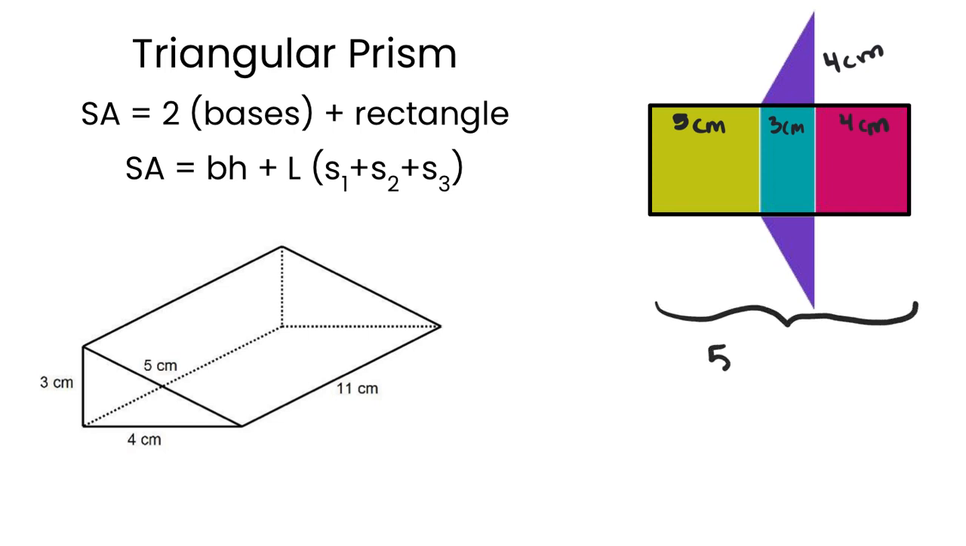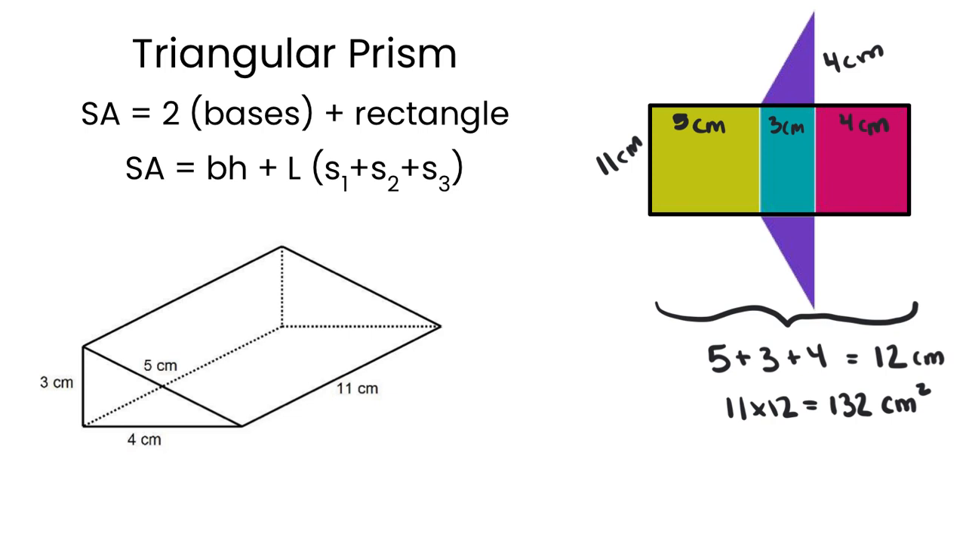We have 5 plus 3 plus 4, which equals 12 centimeters in length. And we know the length of the entire prism is 11 centimeters. So in order to find the area of that rectangle, we multiply 11 by 12, which gives us 132 centimeters squared. All right, so that takes care of that part.